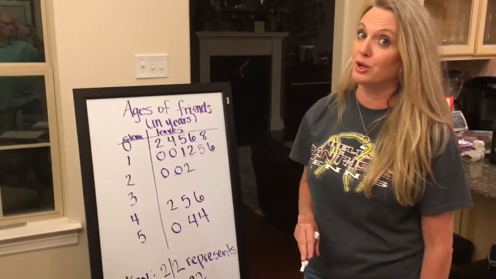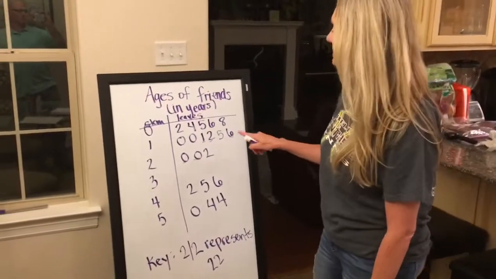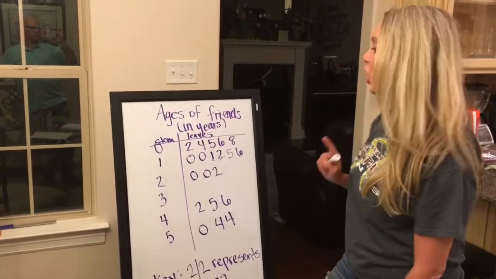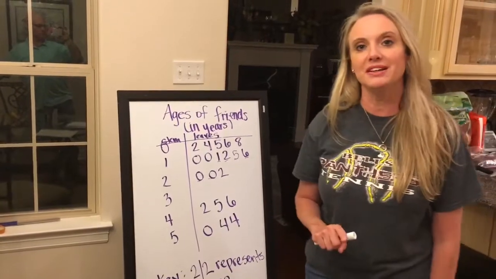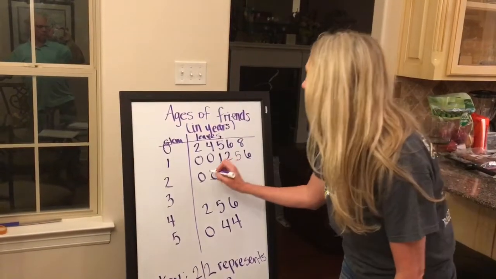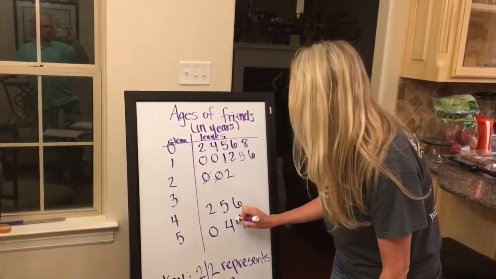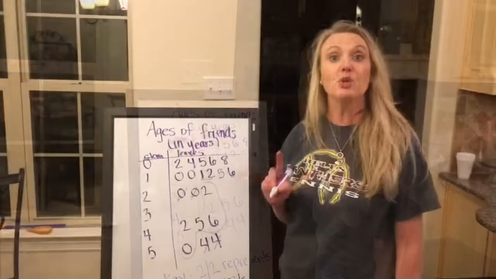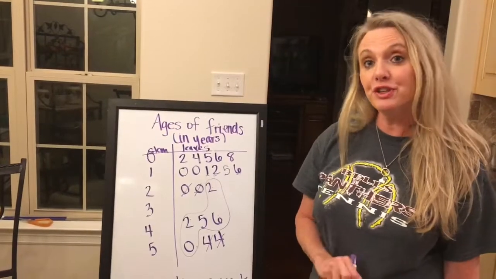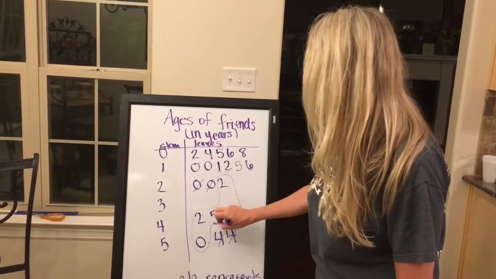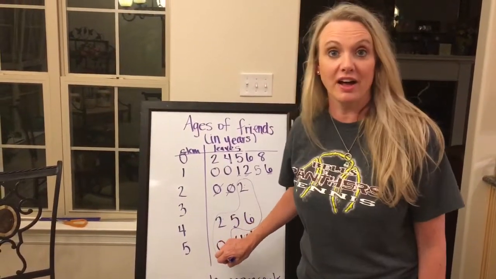If you really want to go a lot harder, you might say, how many of my friends are between the ages of 20 and 54? Now remember, you wouldn't count the 20, you wouldn't count the 54. So my friends with the ages between 20 and 54 are 1, 2, 3, 4, 5.